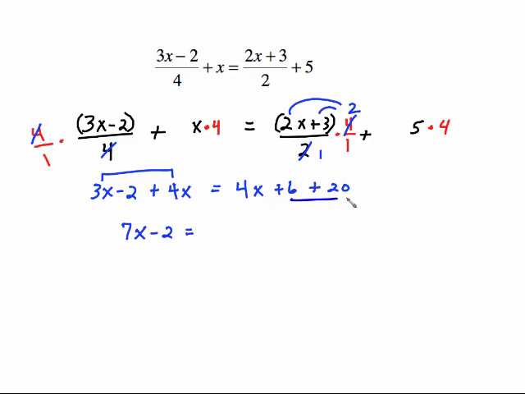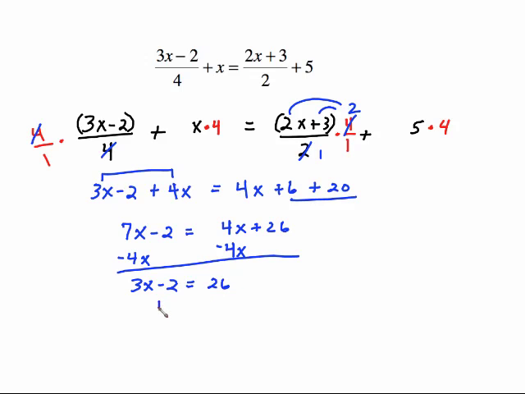Combine your like terms over here, you have 4x plus 26, and this is just one of these equations where we want to get x's to one side and numbers to the other. The easy way to do that would be to subtract 4x from both sides, which gives me 3x minus 2 equals 26. Basic two-stepper, add 2 to both sides. 3x equals 28. And then divide by 3, and there's your answer. X equals 28/3.